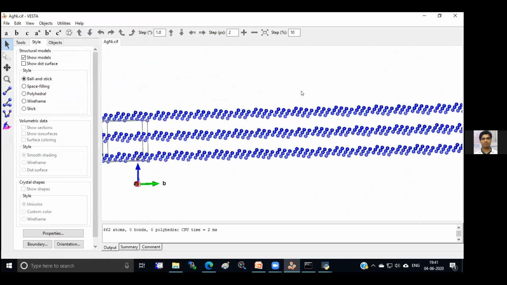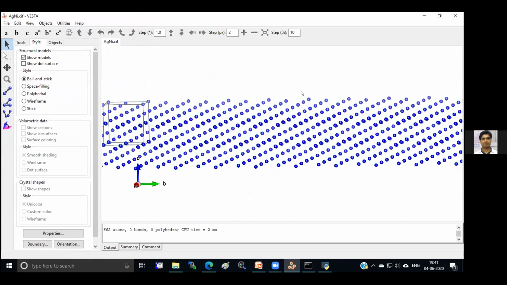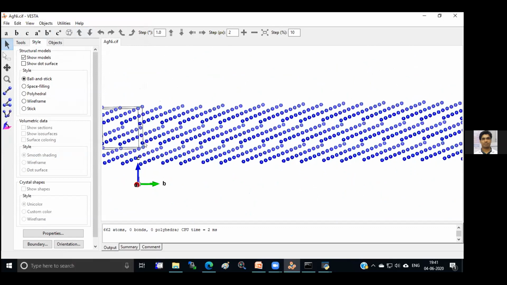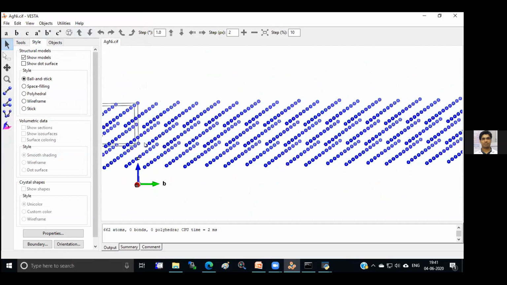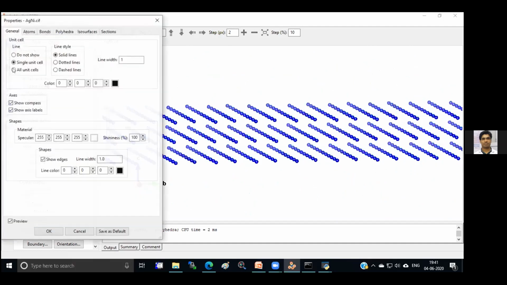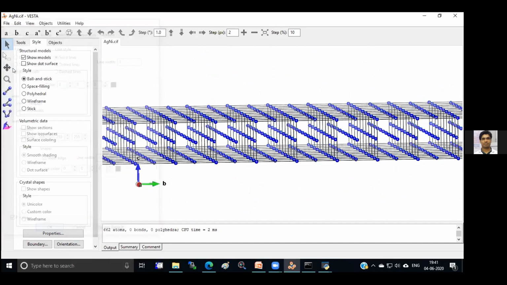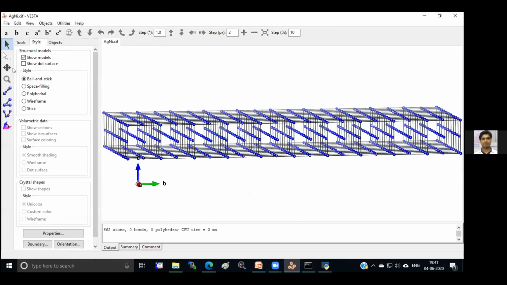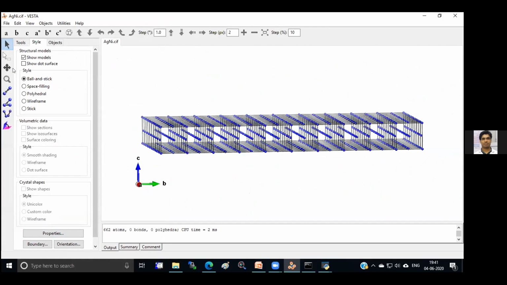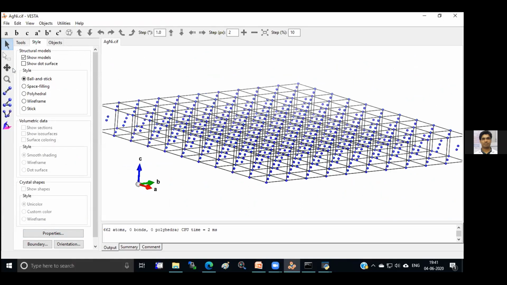If you want to draw the unit cell, meaning you want to see the unit cell, go to Properties, and in Unit Cell, check all unit cells. Then you will find that all unit cells are now shown. By this way you can draw a two-dimensional schematic or three-dimensional, whatever it is, out of your crystal structure.